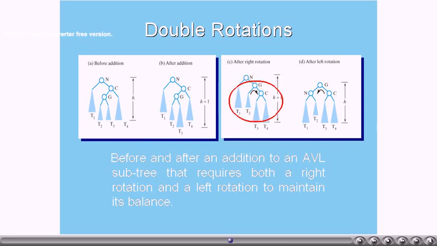However, if you verify, the tree is yet unbalanced. Now we apply left rotation about n. Thus n's place g will come. N's left child, g's left child becomes n's right child. Thus the tree will be as shown in the slide. If you verify the balance values now, n balance value is 1, c balance value is 0, and g balance value is 0.